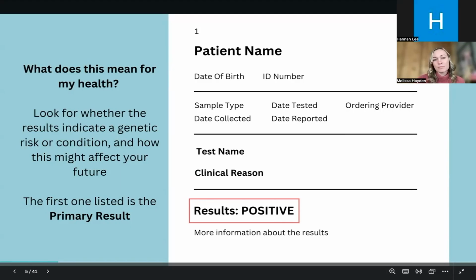You might see terms like pathogenic, benign, or variant of uncertain significance, sometimes called a VUS. These terms are used to help give meaning to the genetic variants identified in your test. Understanding these terms can help guide decisions about your healthcare, family planning, or the next steps in managing your health. So let's break down what these terms mean and how they'll help you interpret your test results.